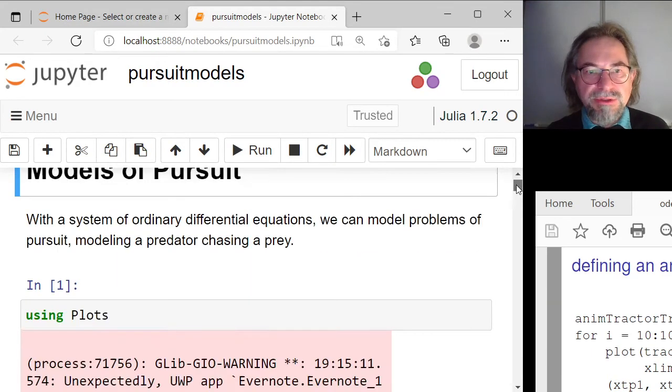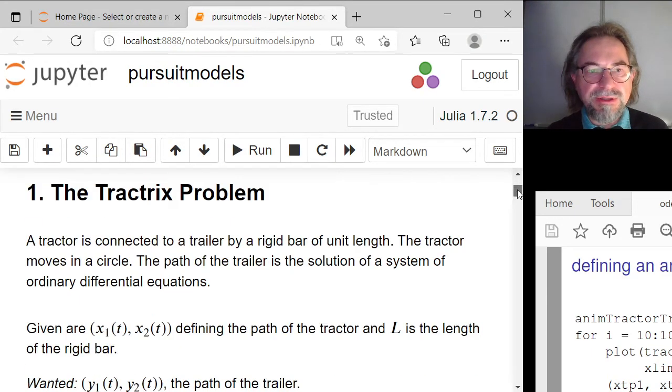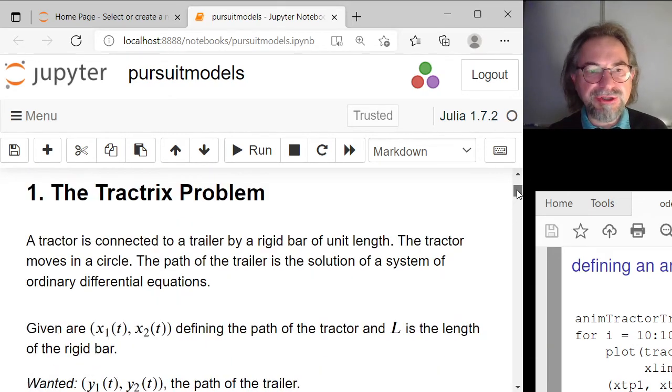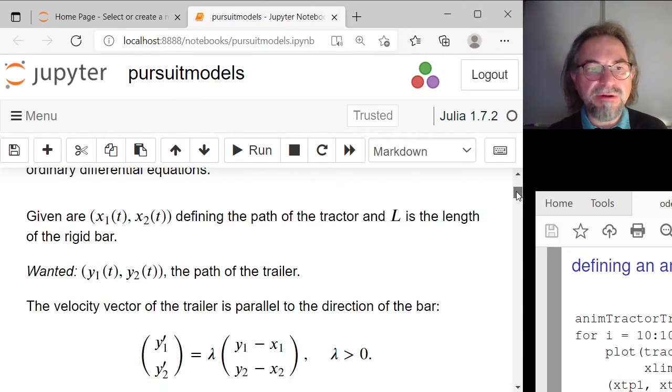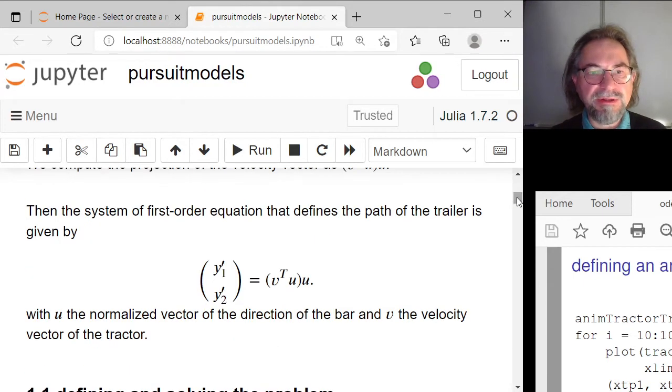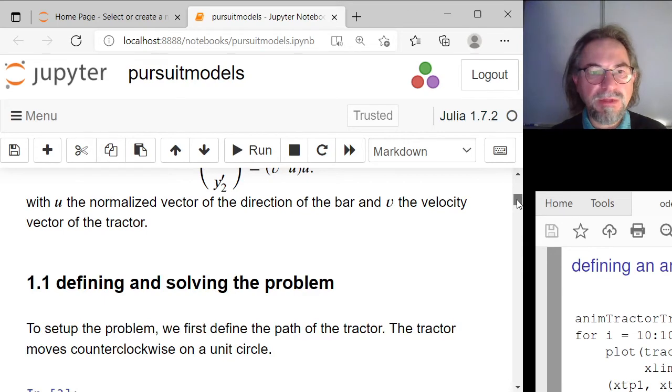So let me scroll through this. We are using differential equations and the plots package. So here is our model again. We are given the coordinates of the tractor and we want the path of the trailer. So in the cells we define the equation here.